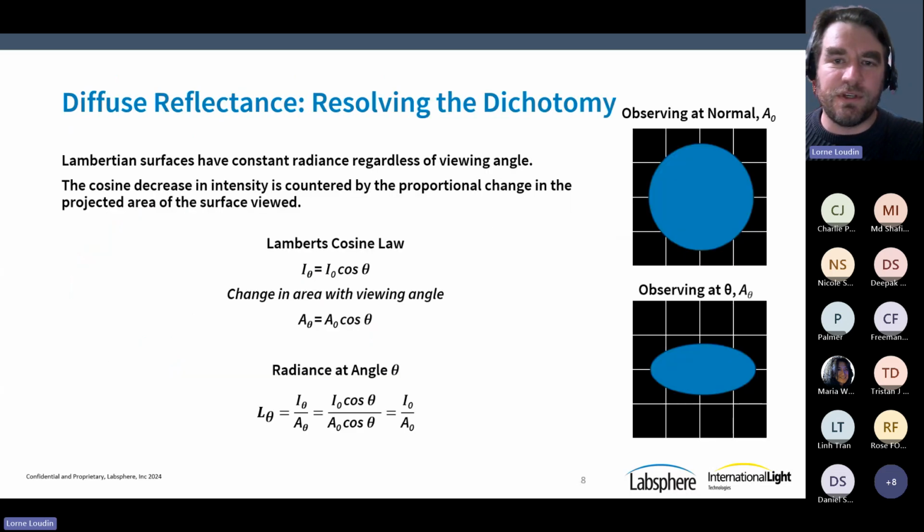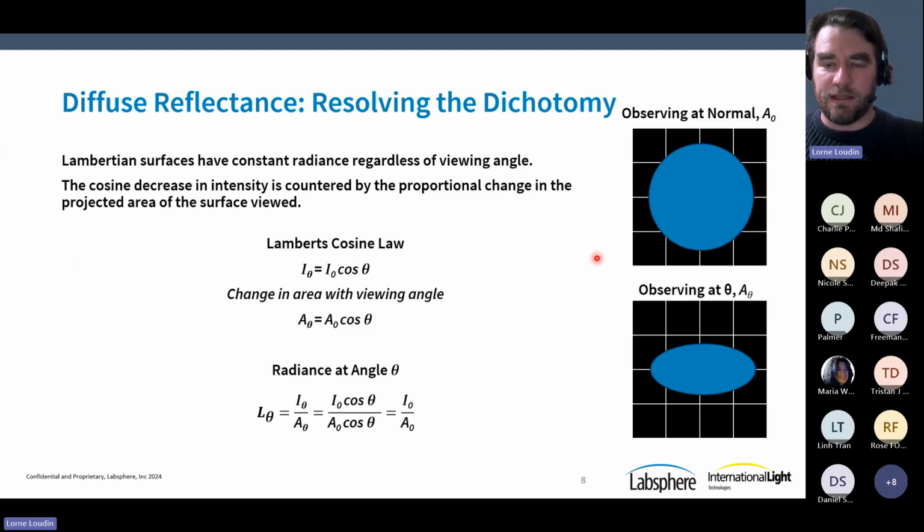And so now, if we just think about observing a circle. If I just held out a circle that was within my field of view, we're not talking about an infinite plane here or anything like that. If I just held out a circle in front of me, and when I'm at normal incidence, I see the perfect circle, the area is the greatest.